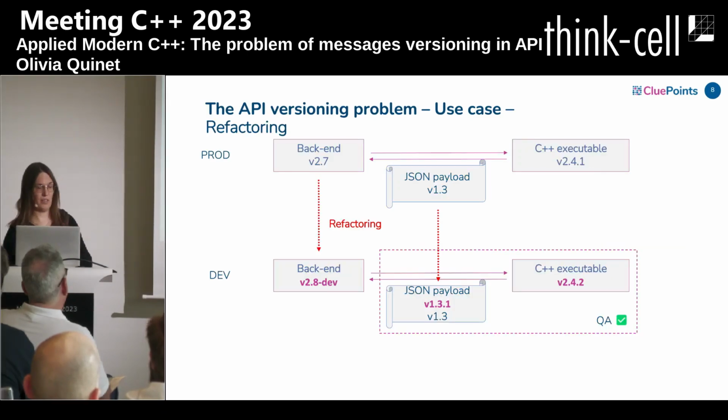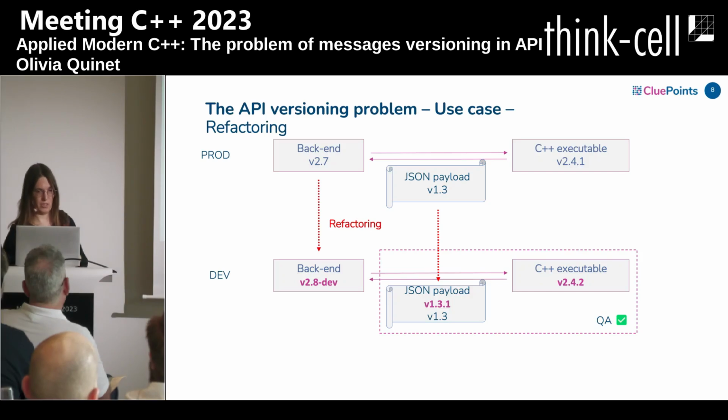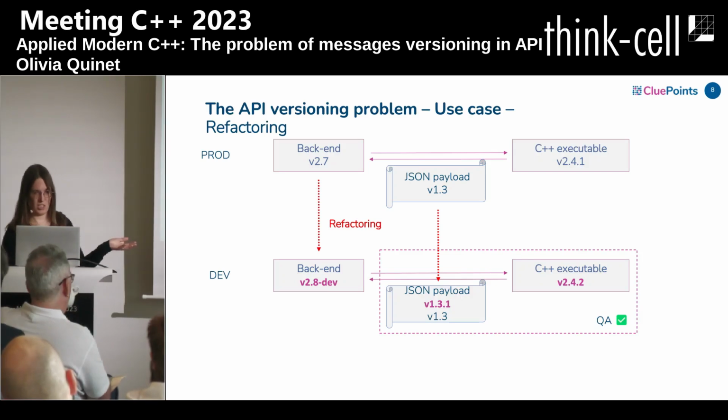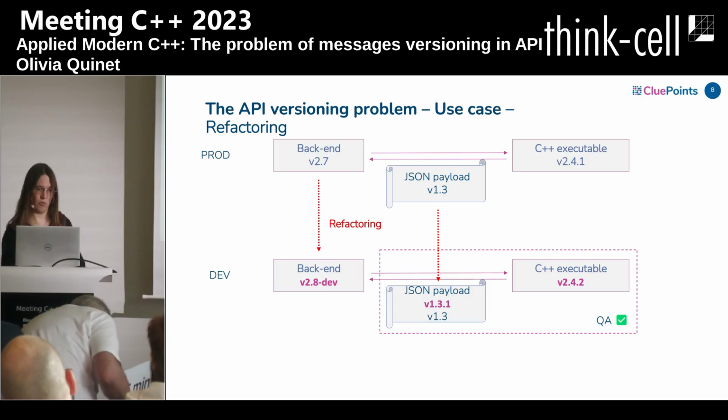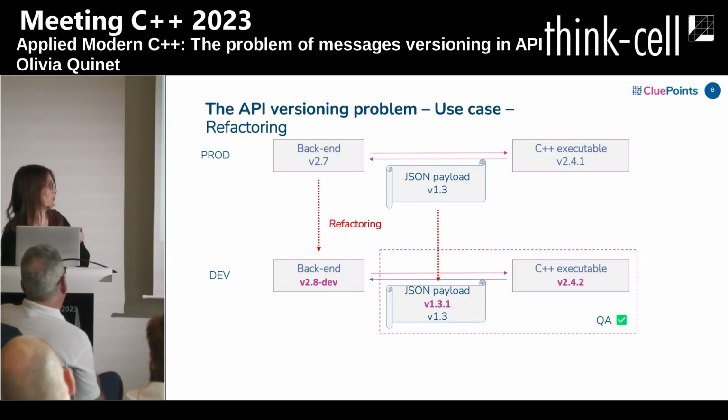So another use case is, for example, the backend needs a refactoring, and that refactoring also needs a change in the JSON payload because it's easier for the Python program to have the names changed in the JSON. So we have a change in the backend version, a change in the JSON payload version, going from 1.3 to 1.3.1. And of course, the executables need to change too, to adapt to this new JSON payload.